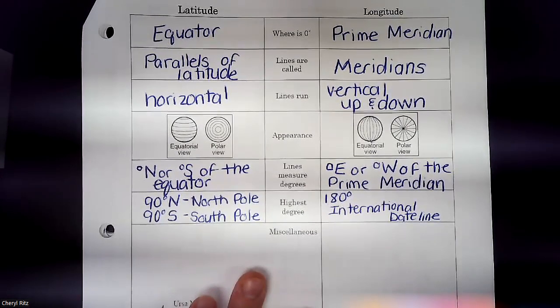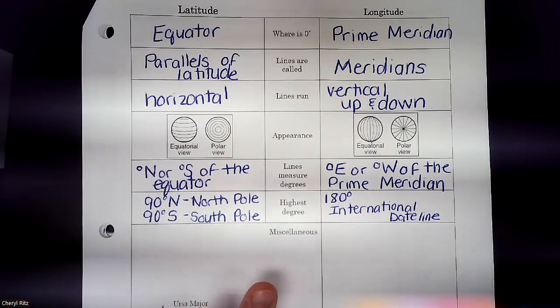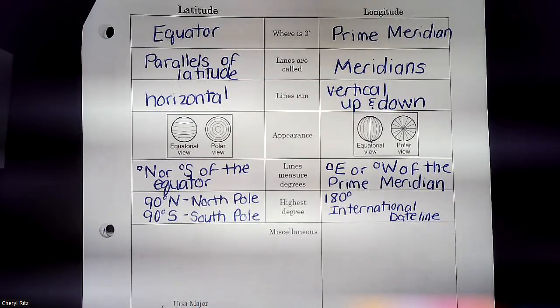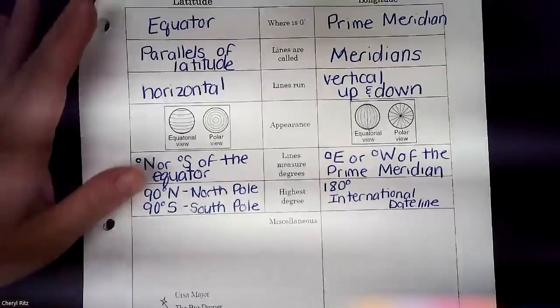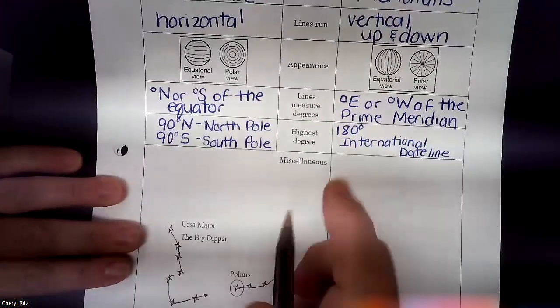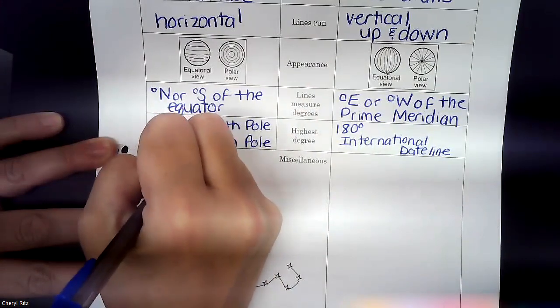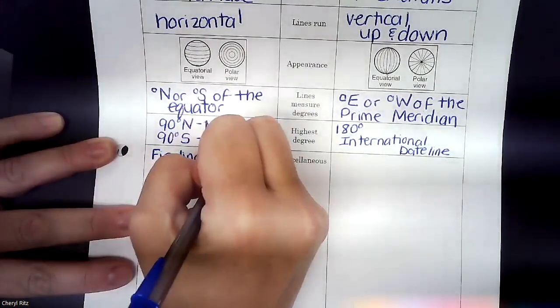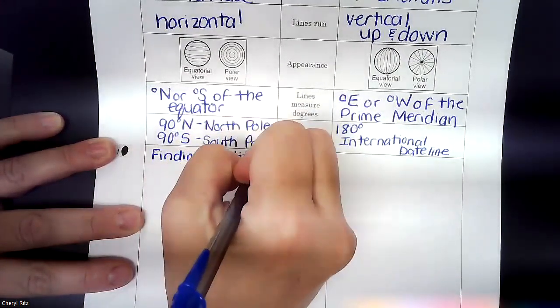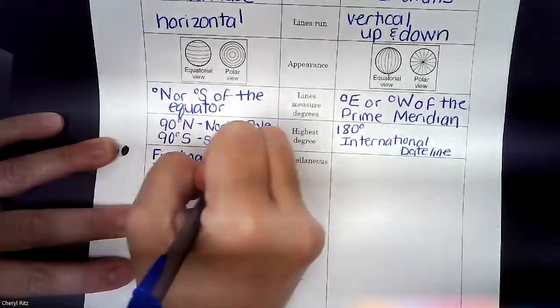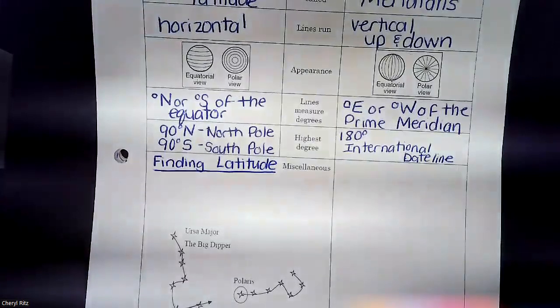Now we're going to start some miscellaneous stuff, which is, like I said often, this is where we're going to 10th grade up latitude and longitude a little bit. And the first part is about finding your latitude. So right here where it says miscellaneous, we're going to title this Finding Latitude. And there is a trick.